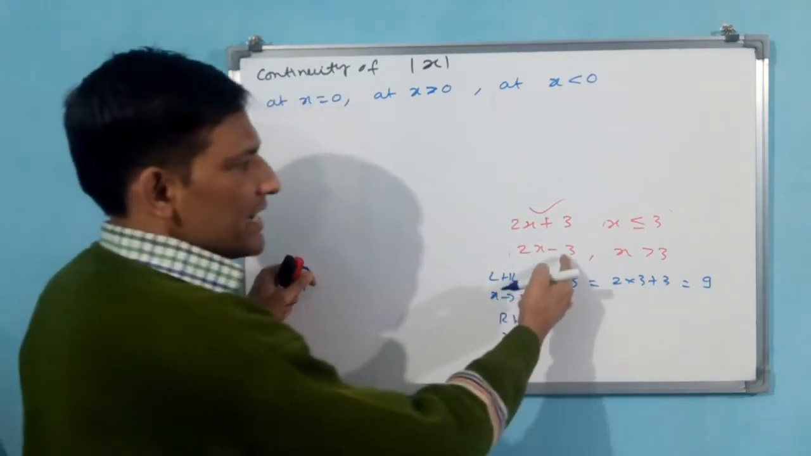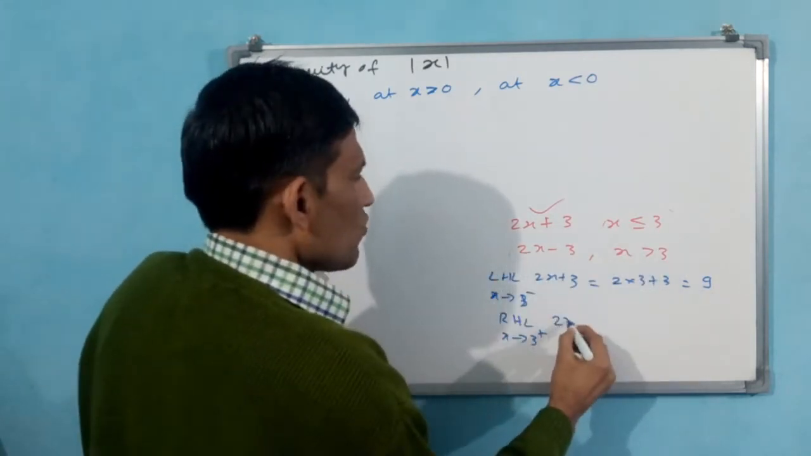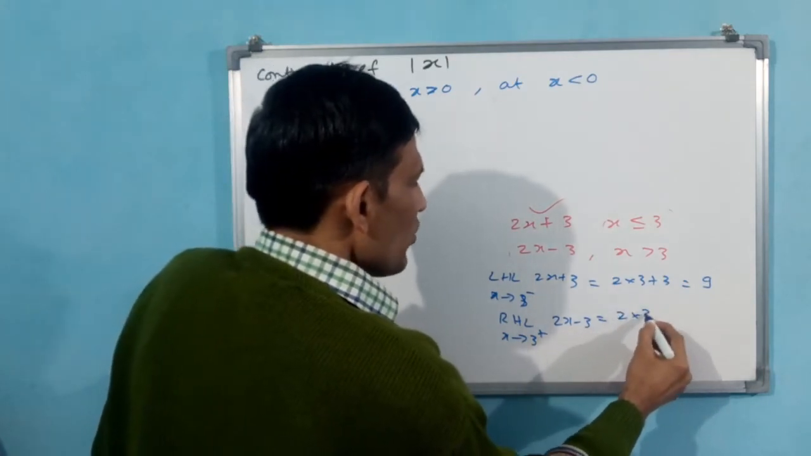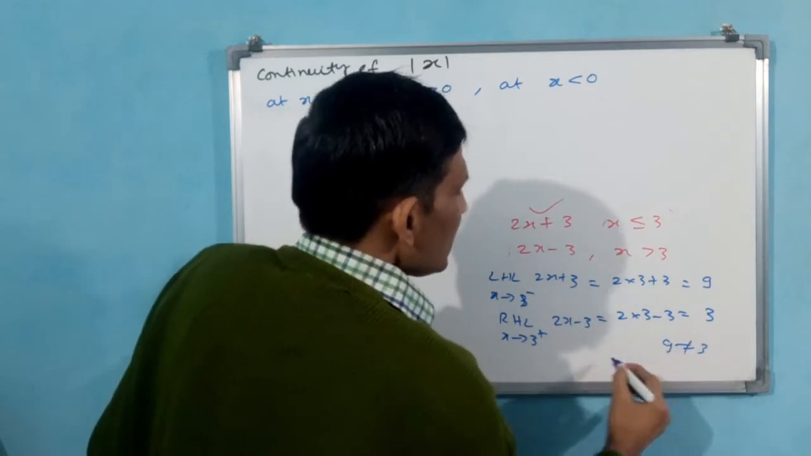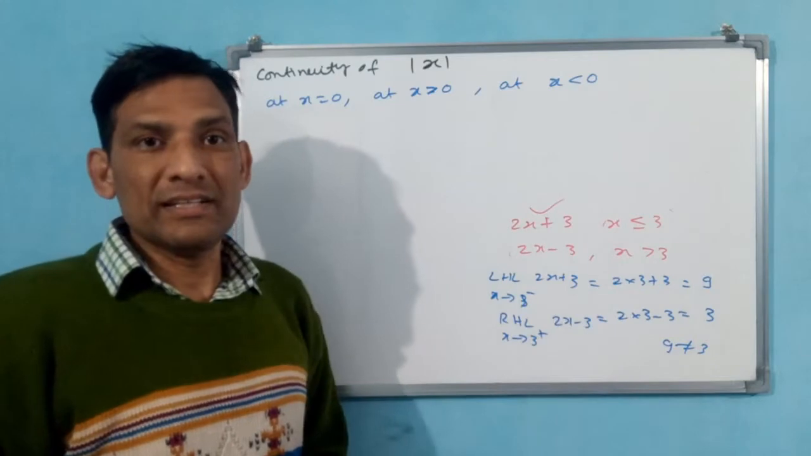Okay. Slightly greater than 3 means you are going to take this function, 2x minus 3. If you apply the limit, what will happen? 2 into 3 minus 3, 6 minus 3, 3 will come. 9 is not equal to 3. Therefore, this function is not continuous at x is equal to 3.